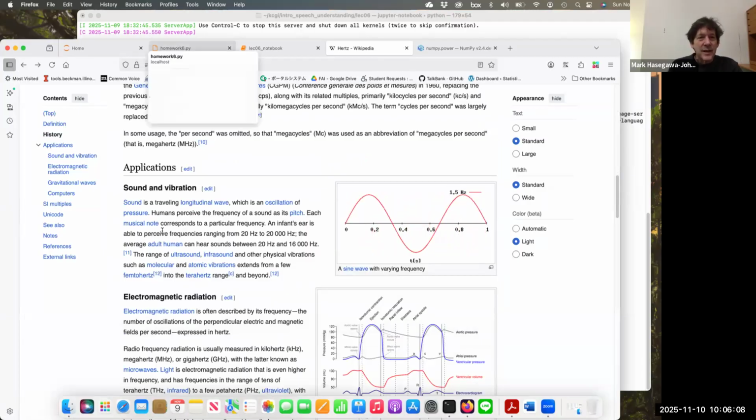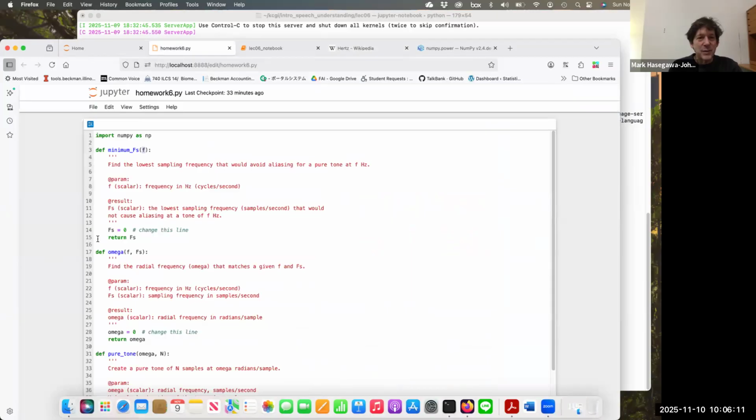So anyway, in our homework, we have minimum sampling frequency. If the tone is at a frequency of f, then we need to return the smallest possible sampling frequency that would not cause aliasing. Well, that's really easy. I just told you that that has to be at least 2 times f.